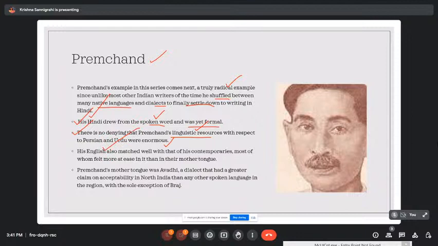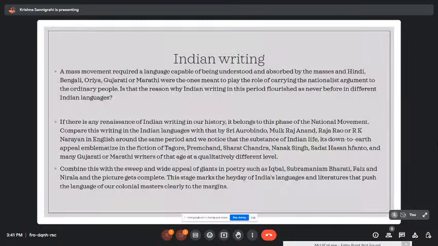However, Premchand's mother tongue was Awadhi, a dialect that had a greater claim on accessibility in North India than any other spoken language in the region, with the sole exception of Braj. Now, Indian writing, the main idea of that.